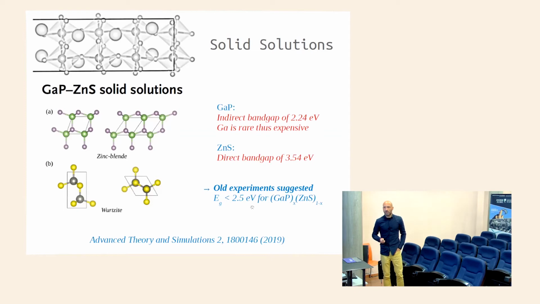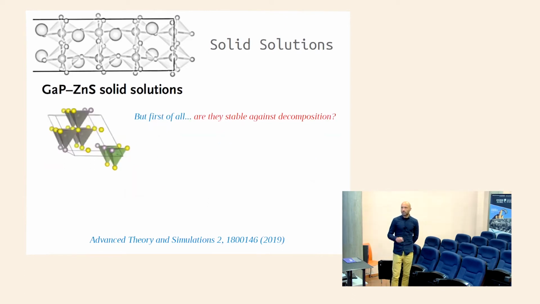So there were some old experimental works saying that when you mix these two, their energy band gap properties are favorable for photocatalysts, even though in those old works there was nothing related to photocatalysis. So our question was, okay, is it possible that these solid solutions between gallium phosphide and zinc sulfide are good photocatalyst materials for this water splitting reaction? Okay, so this was our initial motivation.